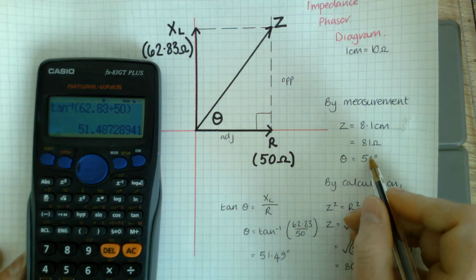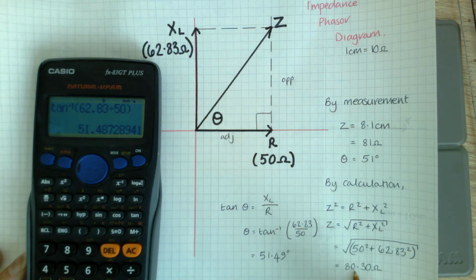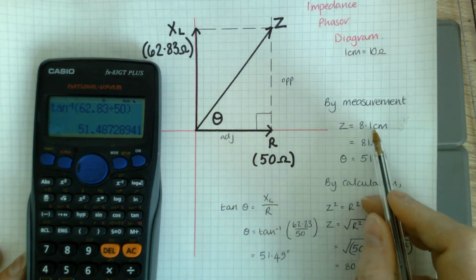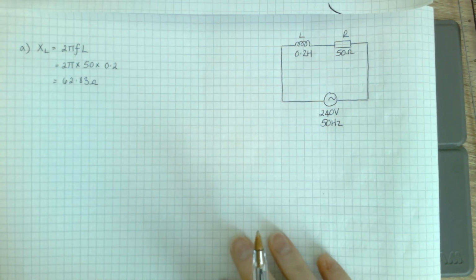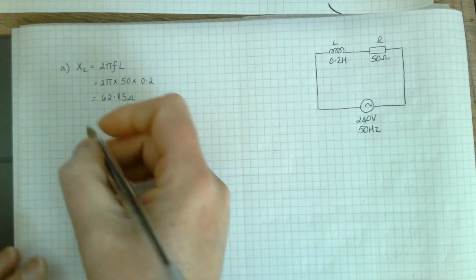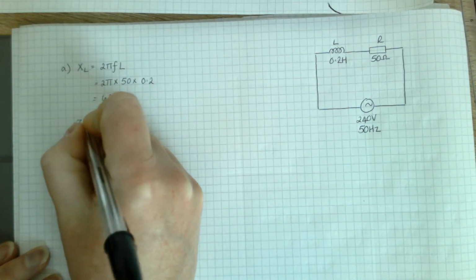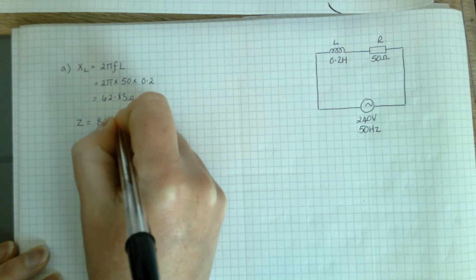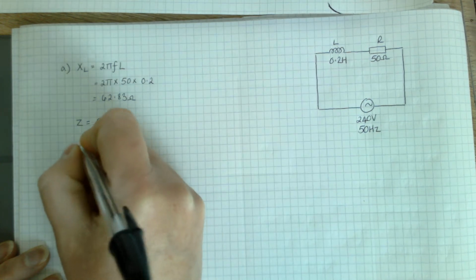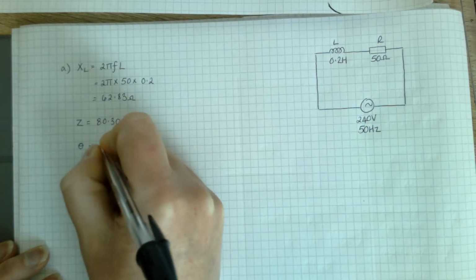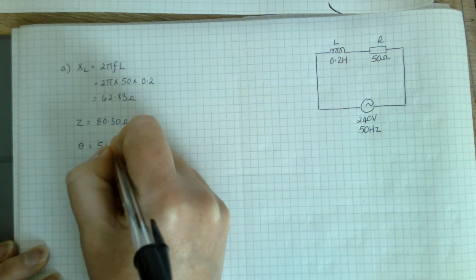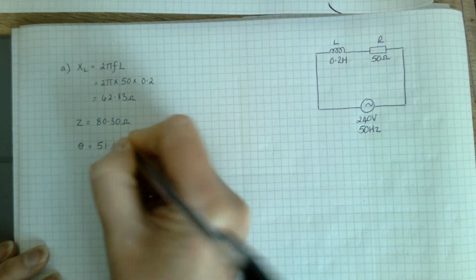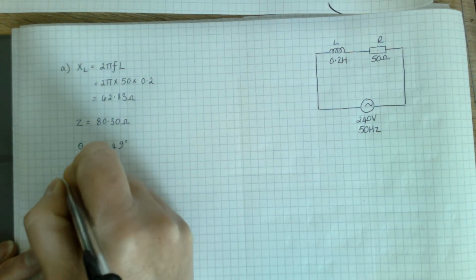That's my circuit phase angle by measurement. That's my impedance by calculation. That's my impedance by measurement. So taking those values, I'll take all the ones from my calculation. My Z was 80.30 ohms. My circuit phase angle, 51.49 degrees.